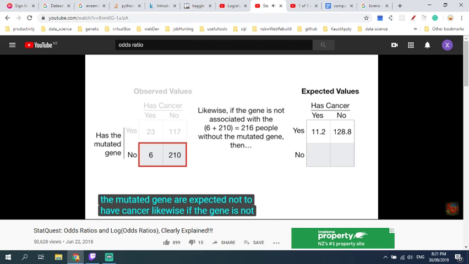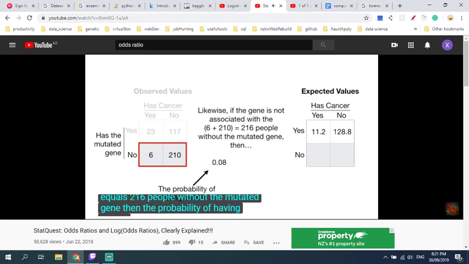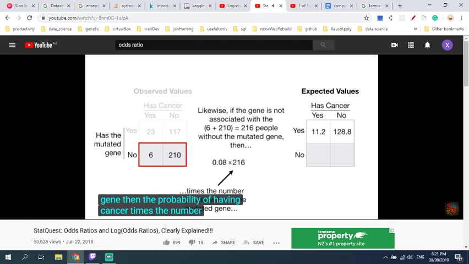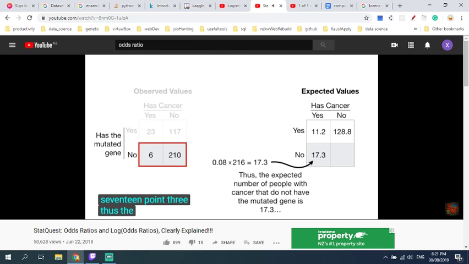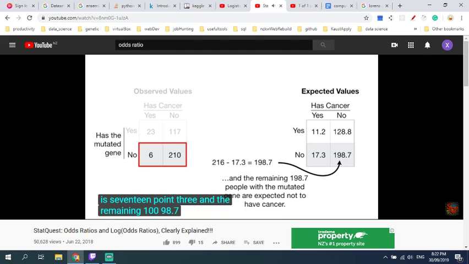Likewise, if the gene is not associated with cancer, then for the 6 plus 210 equals 216 people without the mutated gene, the probability of having cancer times the number of people without the mutated gene equals 17.3. Thus, the expected number of people with cancer that do not have the mutated gene is 17.3. And the remaining 198.7 people without the mutated gene are expected not to have cancer.